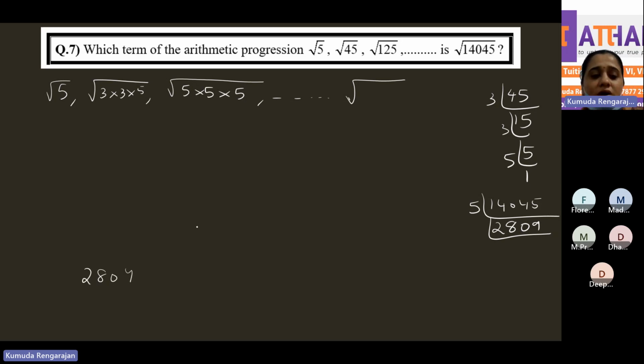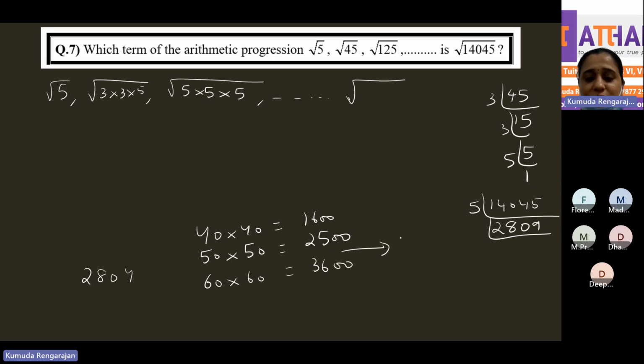Now 2,809 lies between what? 40 square. 40 into 40 is 1,600 and 50 into 50 is 2,500 and 60 into 60 is 3,600. So clearly this number lies between these two perfect squares, 50 square and 60 square. 2809 lies between 2,500 and 3,600.